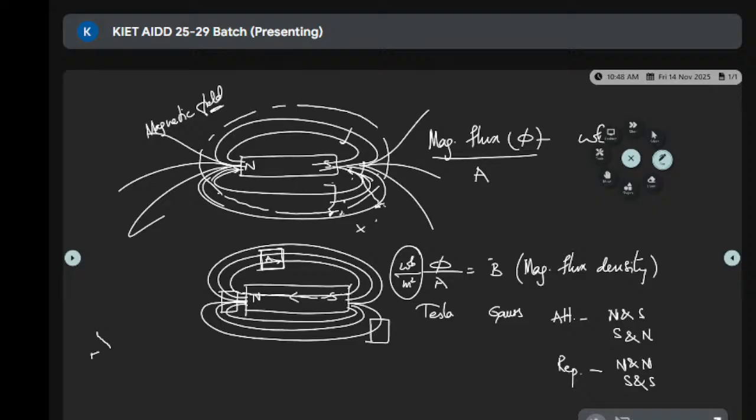Next, one more important point that you have to know is that a magnet attracts magnetic material. Actually, attraction takes place between two magnets. North and north repel, north and south attract. This is one magnet, this is another magnet. But in a magnetic field, when you keep any magnetic substance, that is also attracted.